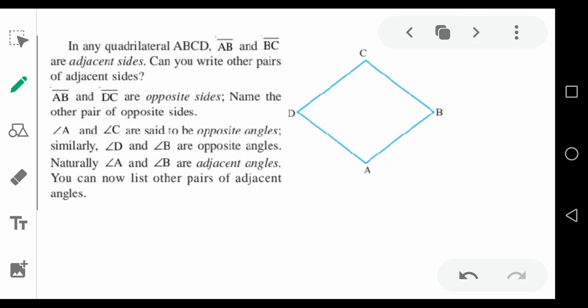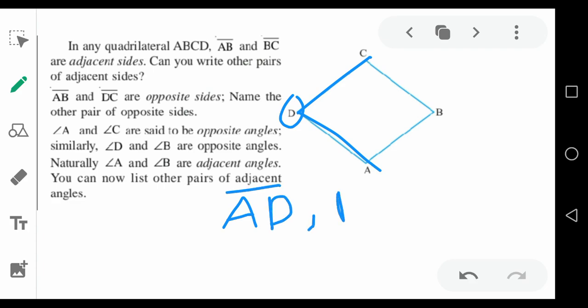Okay, now comes the opposite sides, adjacent sides. So adjacent side means, I told you, line segments with common endpoints. So we are talking about these two line segments. They have a common endpoint, D. So these two line segments are a set of adjacent sides. How will you name it? AD and DC. That is one pair of adjacent sides.